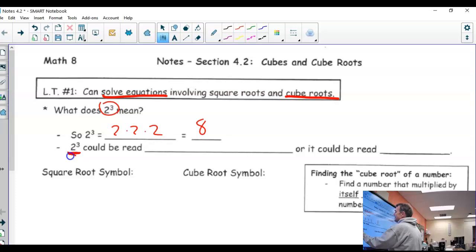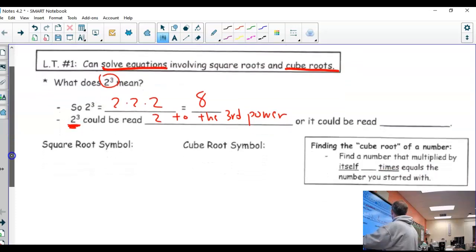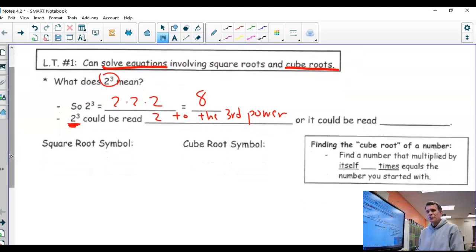How do you read this mathematically? You probably know. You read it 2 to the third power. But there is a different way to read it. There is the way the cool people read it. The cool people read that as 2 cubed, right?